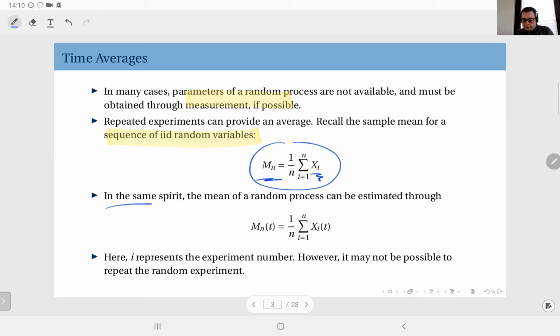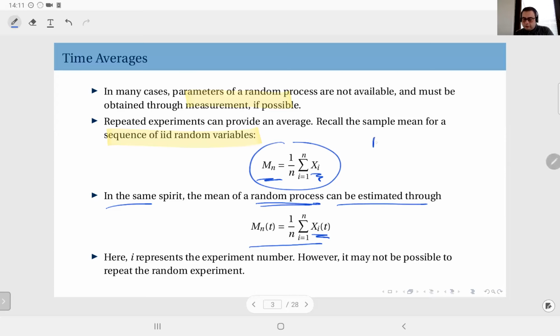And in the same spirit, the mean of a random process, now we are talking about a random process, not a sequence of random variables, but essentially they are quite similar. So we apply the same reasoning, and we would like to estimate the mean of a random process using a sample mean, okay? So if you observe your random process at the same time instant, over and over again. So what does that mean? Okay, that means your process is suitable for restarts.